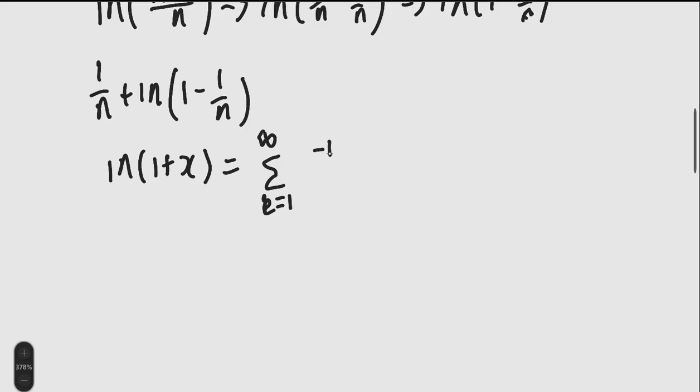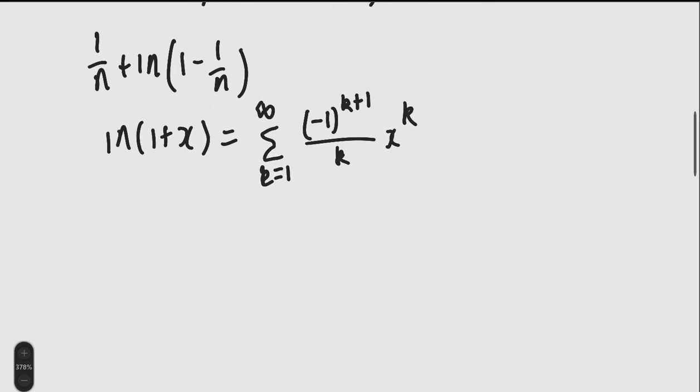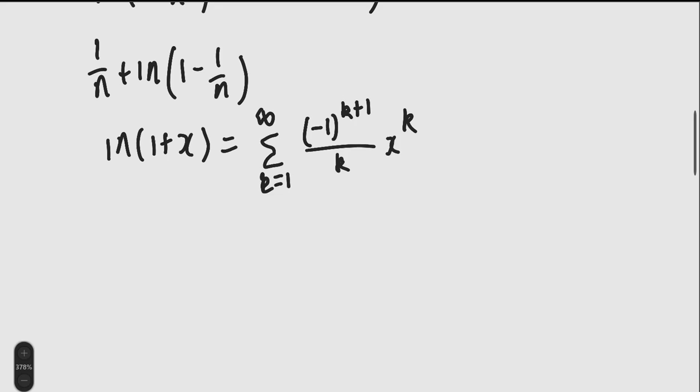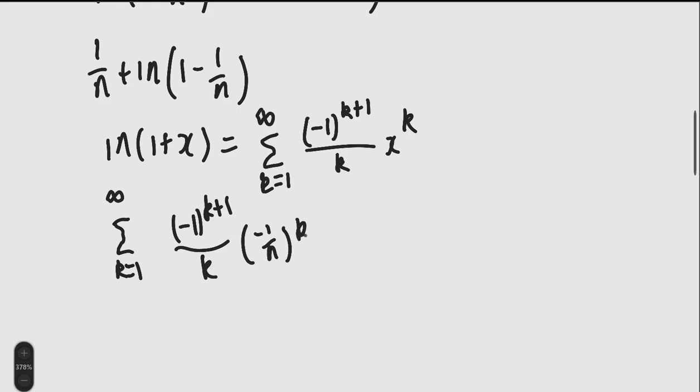It's just not though, is it? It's going to be minus 1. Sorry, I'm getting confused here. To the k plus 1 power all over k times x to the k power. And if we plug in -1 over n, we are going to get the sum running from k equals 1 to infinity of -1 to the k plus 1 power all over k times -1 over n to the kth power.